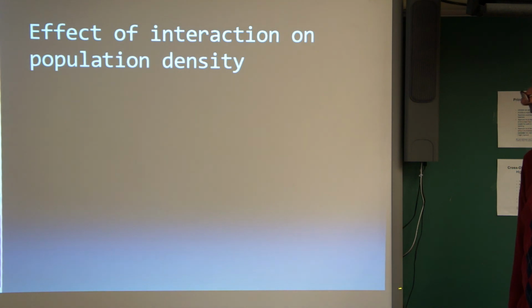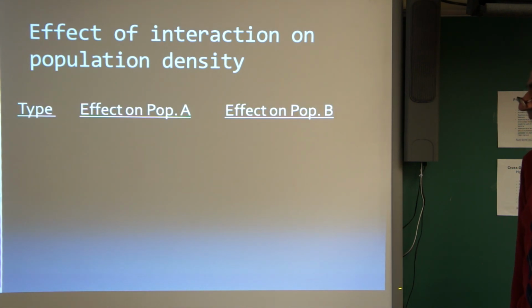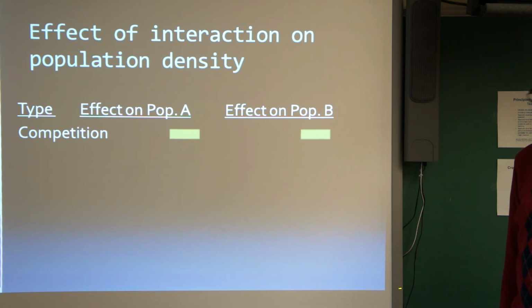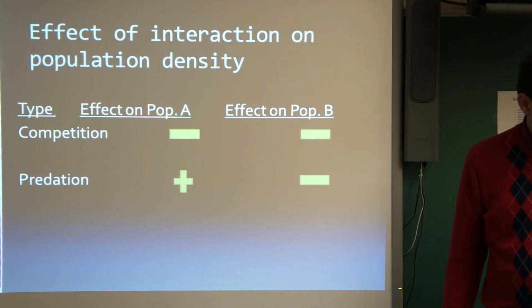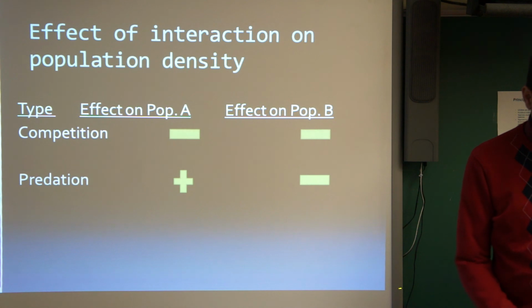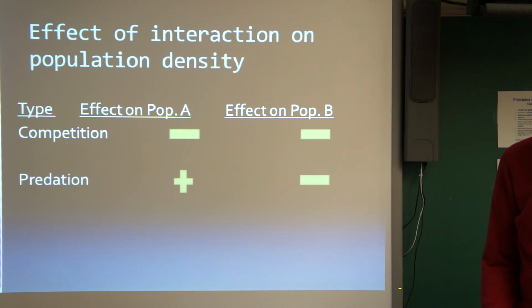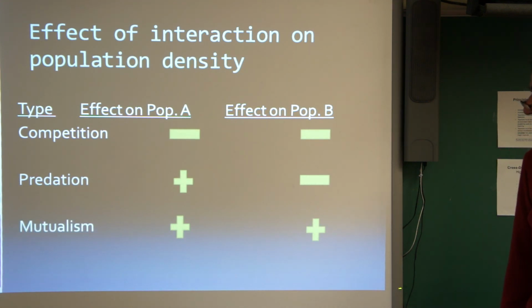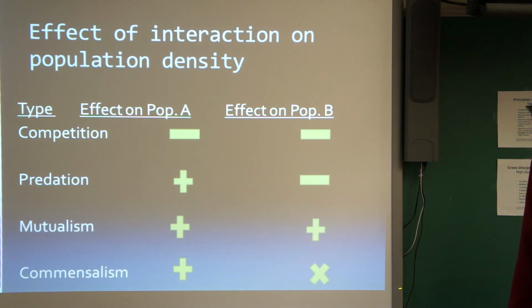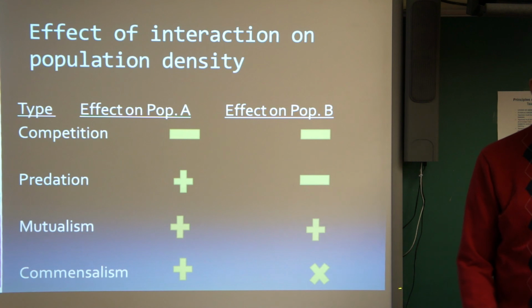So in summary, the effect of interaction on population density. Competition, both populations decrease. Predation, one increases while the other decreases. Mutualism, they both increase. And commensalism, one increases while the other is unaffected.